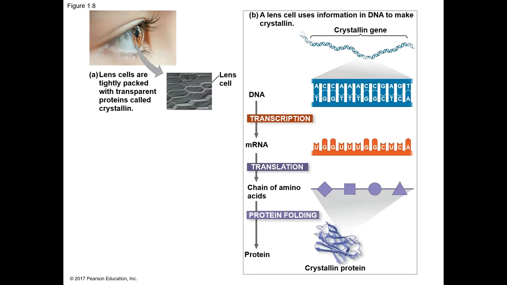Okay, so here's some pictures that kind of exemplify this. At the left here, A, we have the lens cells, which are tightly packed with transparent proteins called crystallin. So you have these proteins that make up the lens cells of the lens in the eye. So a lens cell uses information in DNA to make crystallin. You get the gene for crystallin out of the DNA. It's got a particular sequence of As, Gs, Cs, and Ts. Those will get transcribed into messenger RNA. Now, the only thing that you really need to be concerned about here is remember in DNA you have A, G, C, T, and in messenger RNA the Ts are replaced with U, so you have A, G, C, and U. The thymines get replaced with uracil in RNA. And then that messenger RNA will get translated into a chain of amino acids, which when folded up will form a protein, the crystallin protein in this case.